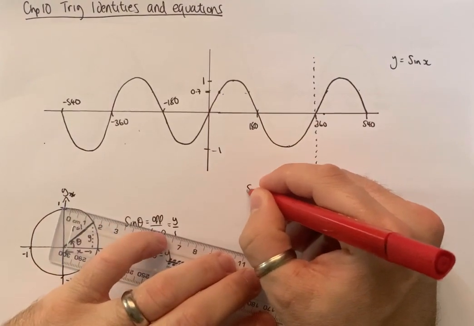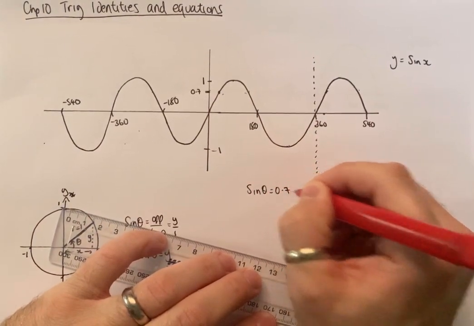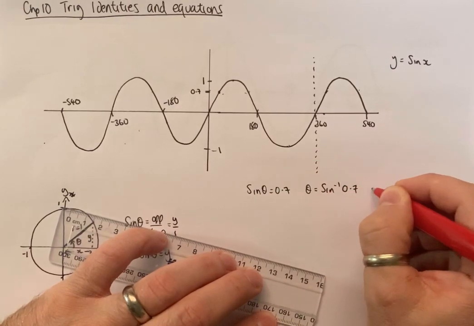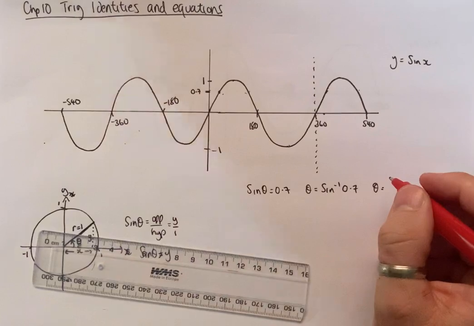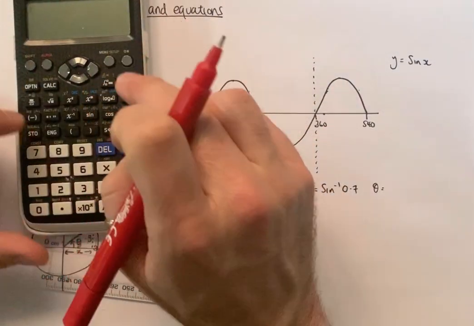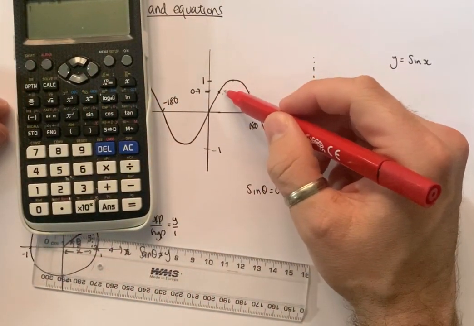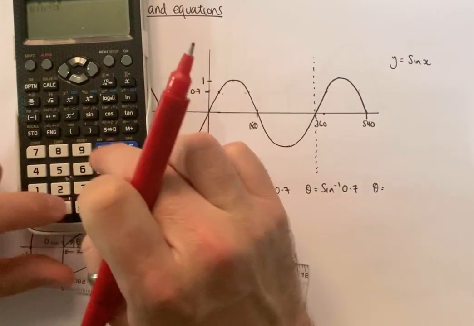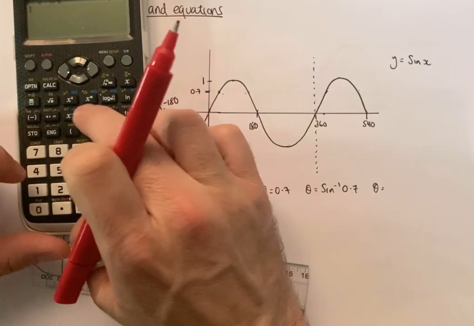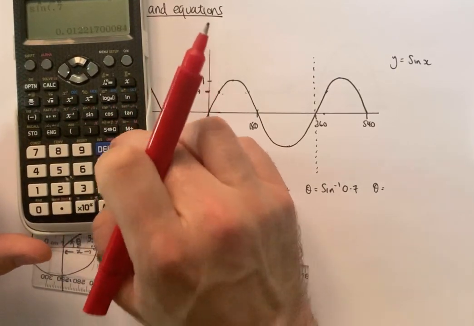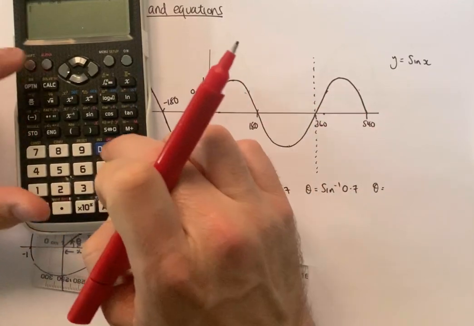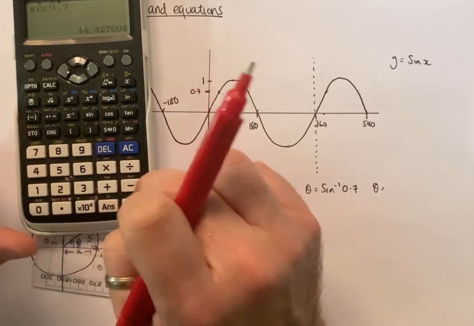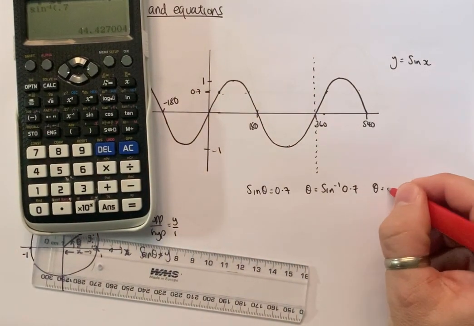So unless it's a ratio that you know, like sine 30 is a half, let's for example do 0.7. Say you want to work out sine theta is 0.7, theta equals sine inverse 0.7, so you'd use your calculator to work that out. It's going to be around 44.4 degrees.